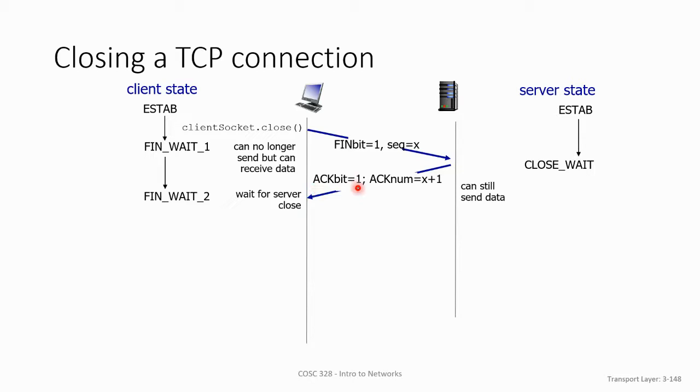So it turns the acknowledgement bit to 1. Then this was also the sequence number, so this is X plus 1. This is the acknowledgement number for this one. Then at this point, it waits for the server also to close the data, and then from the other side, the server also has to close the connection.